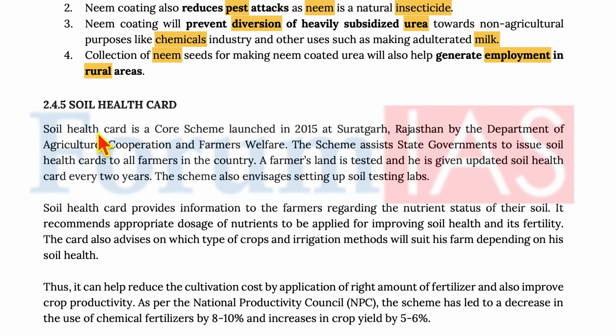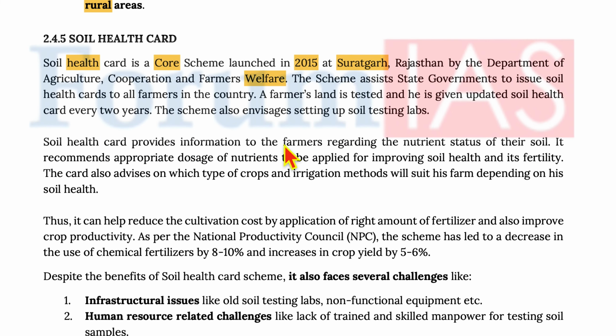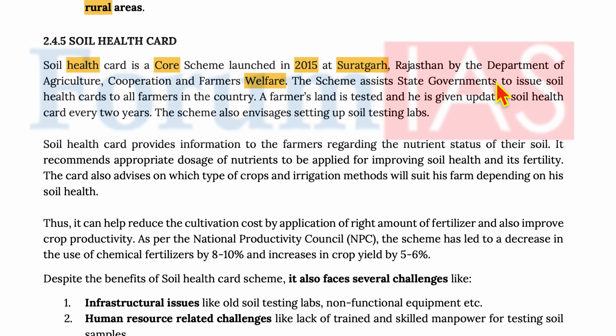Now, Soil Health Card is a core scheme launched in 2015 at Suratgarh, Rajasthan by the Department of Agriculture, Cooperation and Farmer Welfare. The scheme assists state governments to issue soil health cards to all farmers in the country. A farmer's land is tested and he is given an updated soil health card every 2 years. The scheme also envisages setting up soil testing labs.